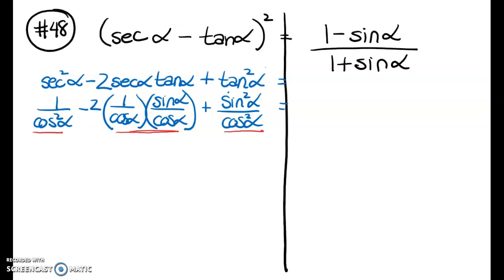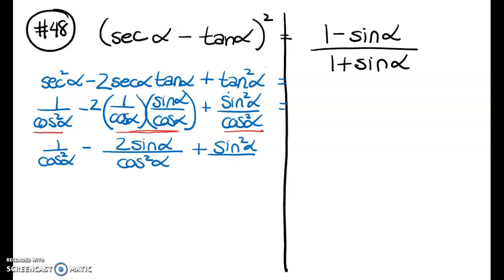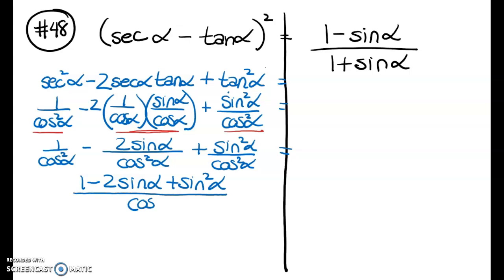So I have 3 rational expressions that have cosine squared in their denominators. So I'm going to multiply that middle term so I can see exactly what I have. And then, because they all have the same denominator, I'm going to combine it into one fraction. So 1 minus sine of alpha plus sine squared alpha, all over cosine squared alpha.